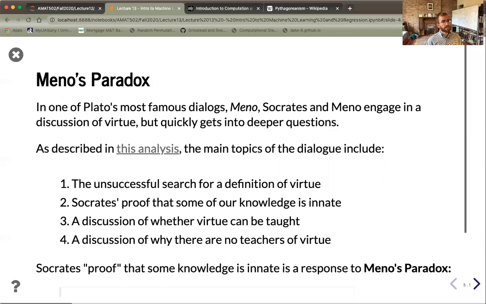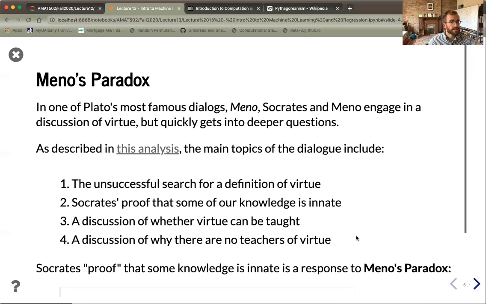And this leads into Meno's paradox, which is how do we actually learn things? And then Socrates counters with the proof that knowledge is innate. And then this leads into further discussions of, if knowledge is innate, can we actually teach virtue, or is it just something we all need to know sort of internally? And this also concludes the discussion of why there are no teachers of virtue.